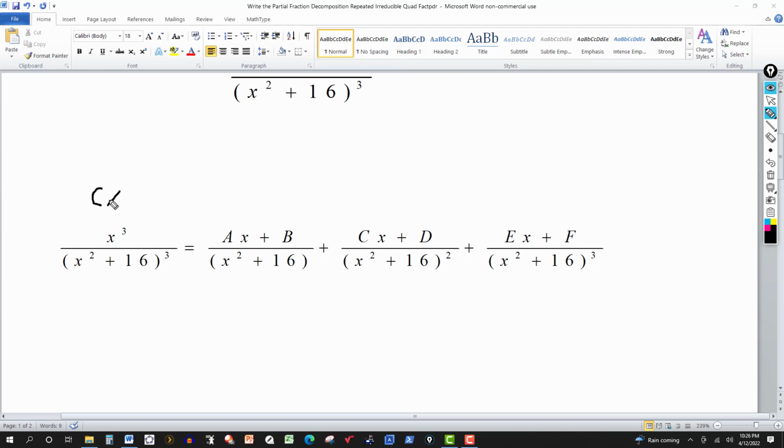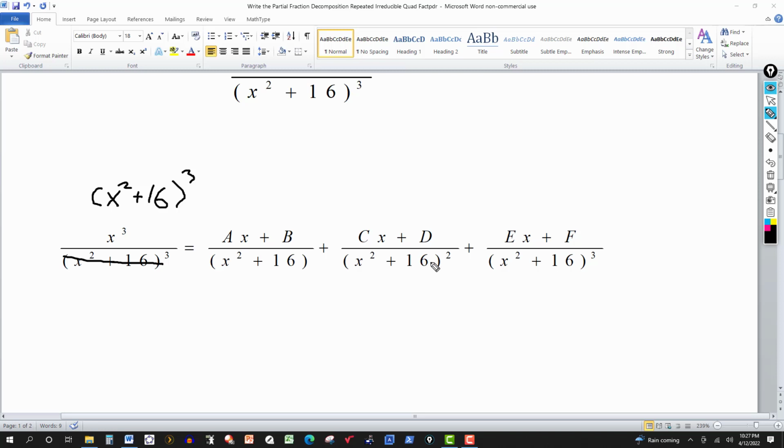And then what we're going to do is multiply through by the LCD. So that's going to be x squared plus 16 to the third. So it's going to wipe this out. It'll divide this out. On the left side, it just leaves me with x cubed. And then on this one here, it wipes out one factor of x squared plus 16. I'll have ax plus b in parentheses times x squared plus 16 squared. One of the factors divides out.